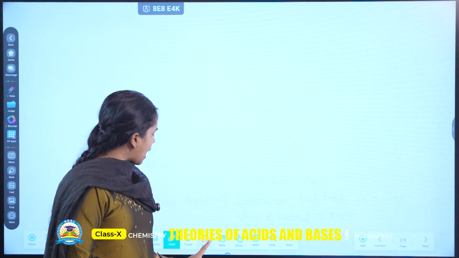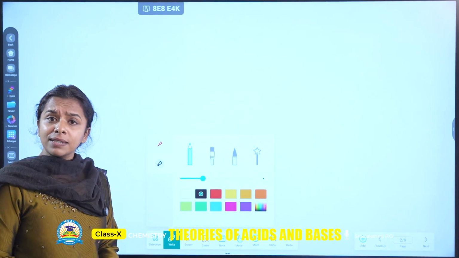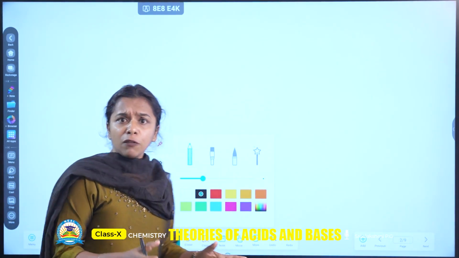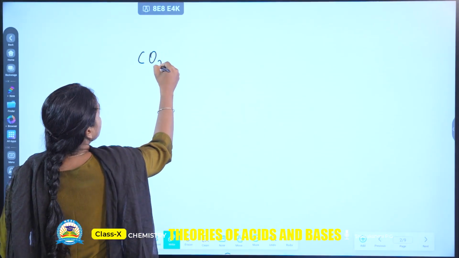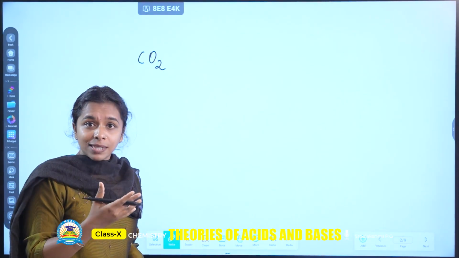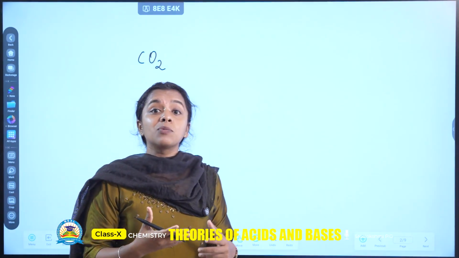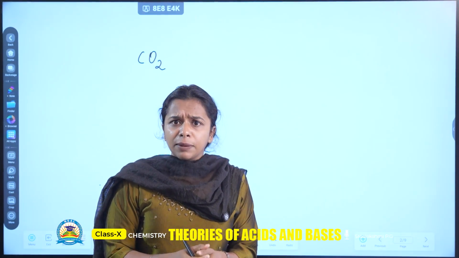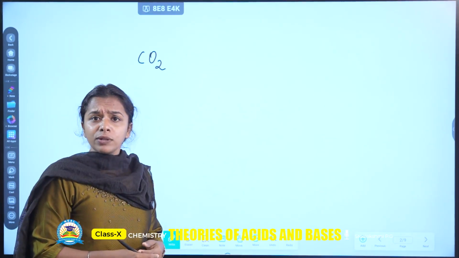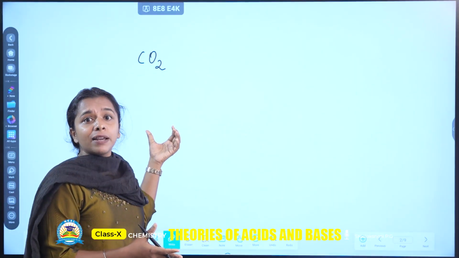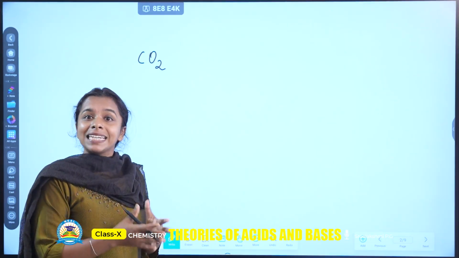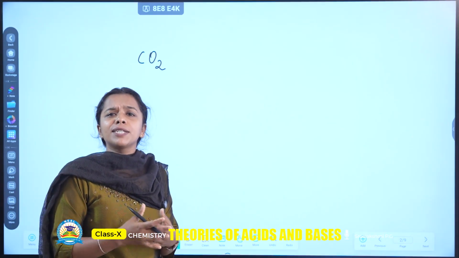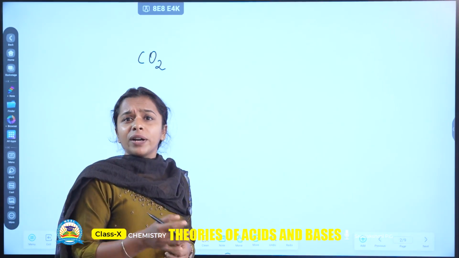Okay. So what do you think? Is this theory applicable to all acids and bases? No, never. If you consider CO2, that is carbon dioxide, this carbon dioxide has what? Acidic nature. That means it will produce H+ ions? No. This carbon dioxide will not produce H+ ion, but it has acidic nature. These are the limitations of Arrhenius theory.